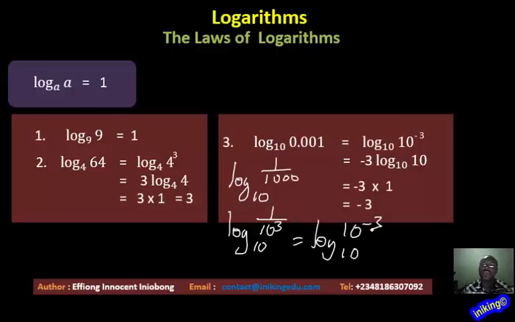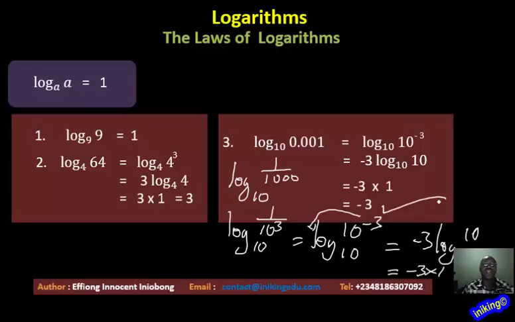And that previous rule said that the minus 3 in the exponent can be moved to the back. So that's how we have minus 3 log 10 base 10. Now this present law says that the logarithm of a number to the same base is 1. So log of 10 to base 10 will be 1. So we have minus 3 times 1. And that's how we have our minus 3 there. So that's the fifth law we have seen so far.